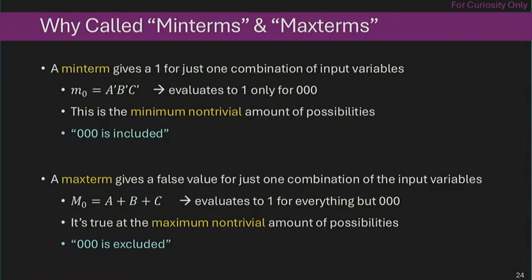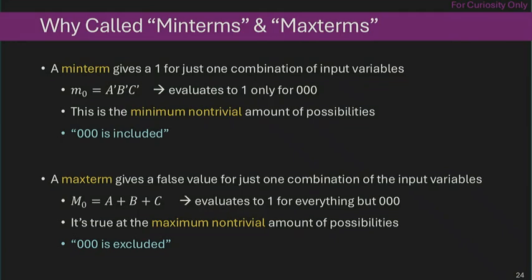All right. So these things are called minterms and maxterms for some obvious reasons. A minterm gives a 1 for just one combination of input variables. Right? A' B' C', you look at it as a Boolean function, produces a 1 only when your inputs equal 0, 0, 0. It is on for a minimum non-trivial amount of possibilities. There's only one thing that can make it a 1. So it's like minimum.